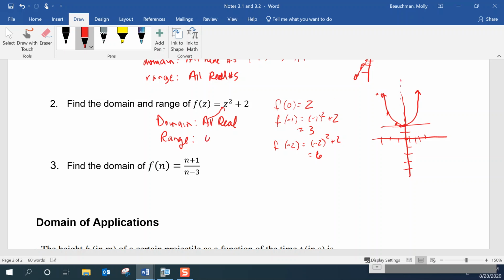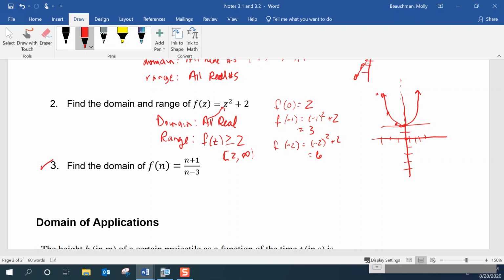So the range, the y values, or the f of x values, are all going to be greater than or equal to 2. Interval notation, that includes 2 to infinity. Okay? So domain and range, domain is sometimes a little bit easier to figure out, range is a little tougher. And looking at the graph can help.